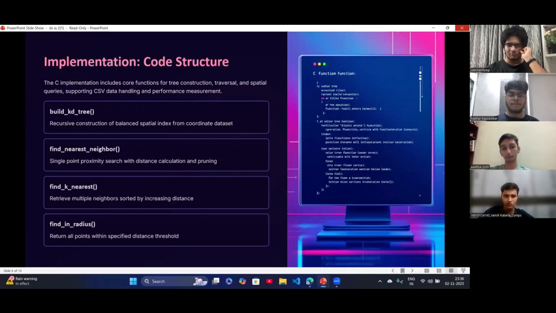The third is the find k nearest function. This function retrieves multiple neighbors. It uses a max heap data structure to efficiently keep track of the top k closest points. And fourth and last is the find in radius function. Finally, this function returns all points that fall within a specified distance from the query.